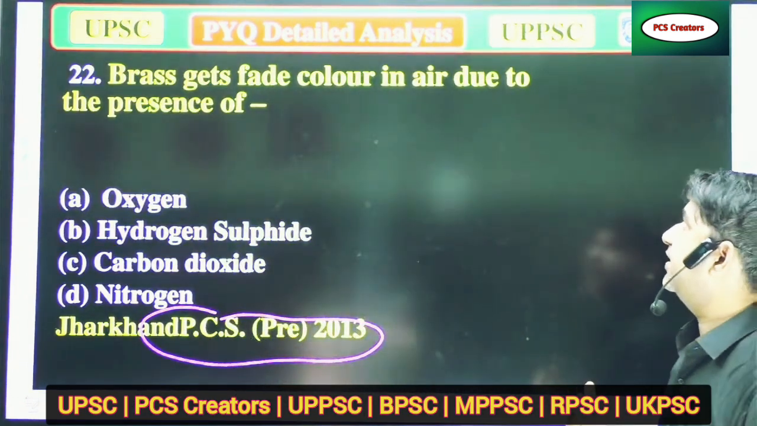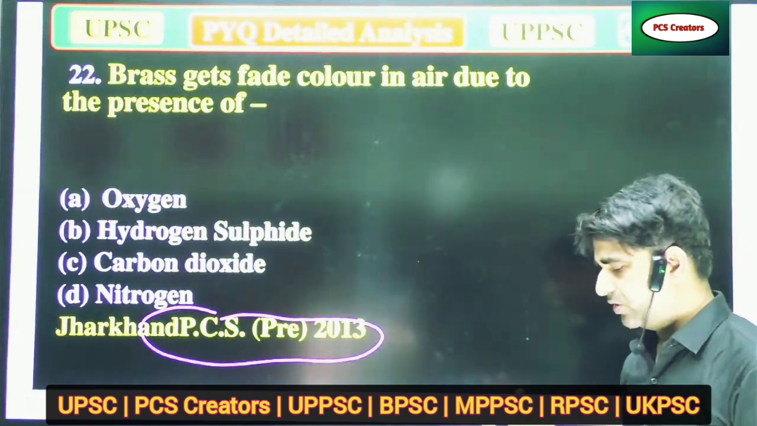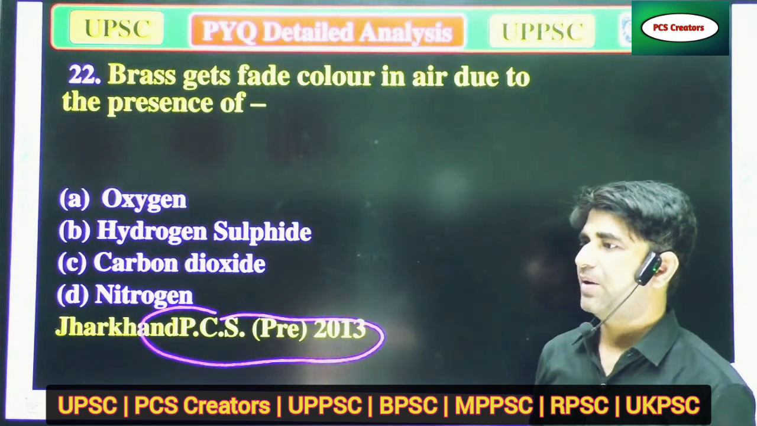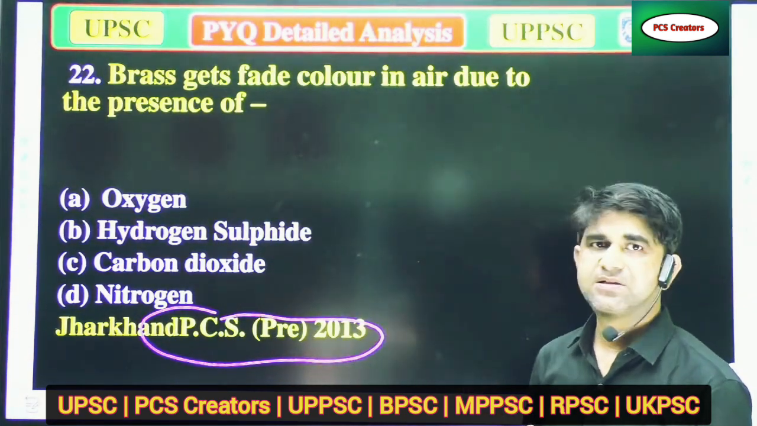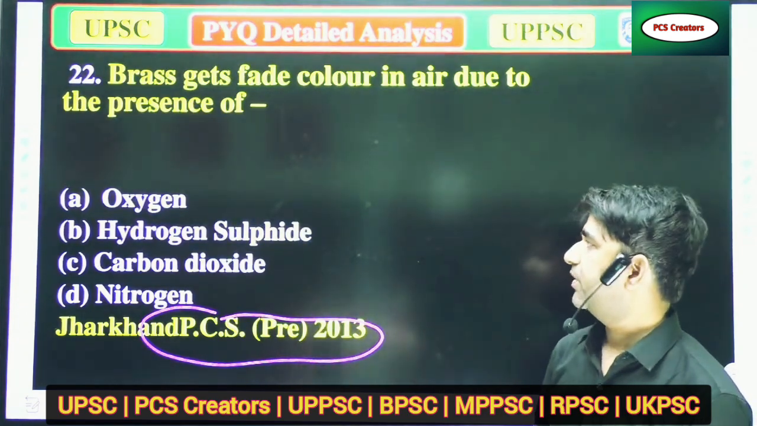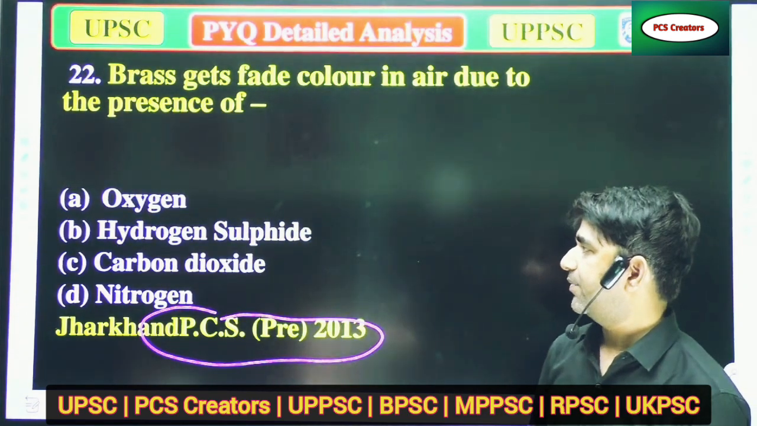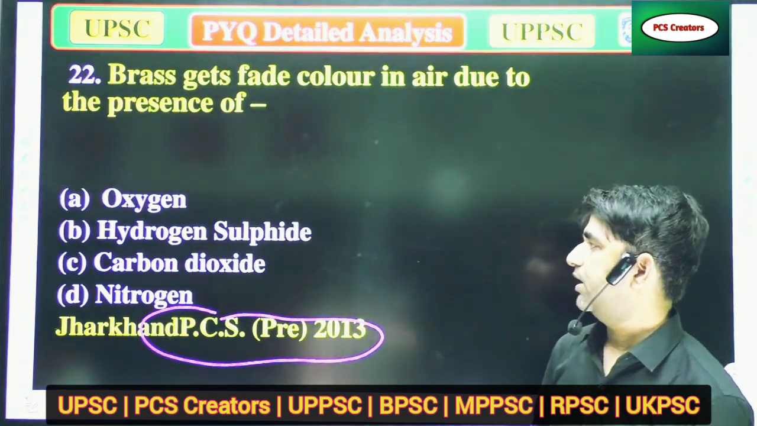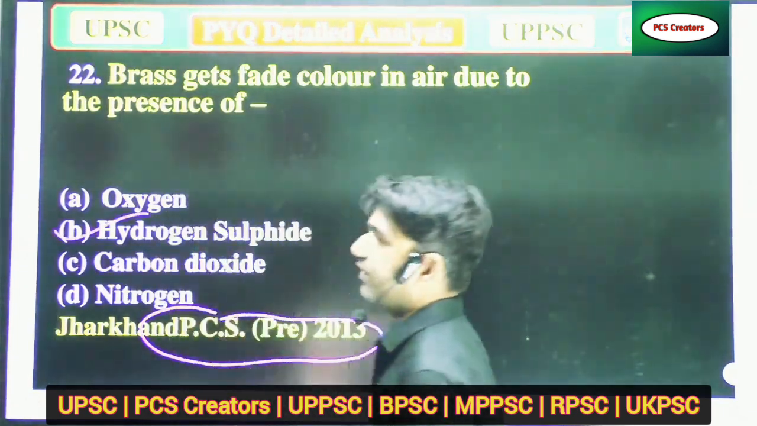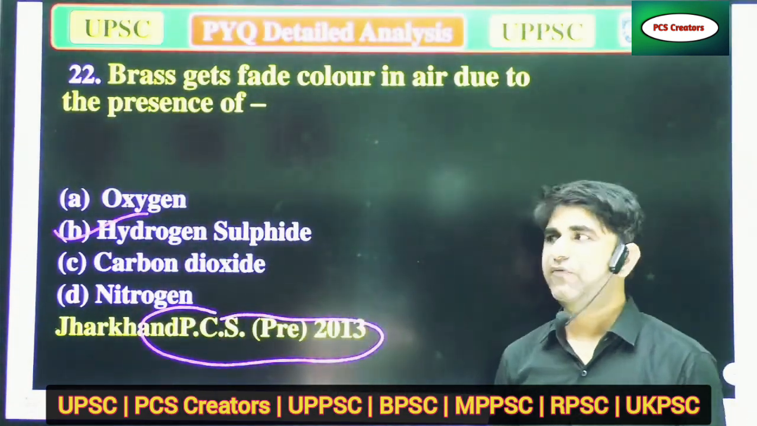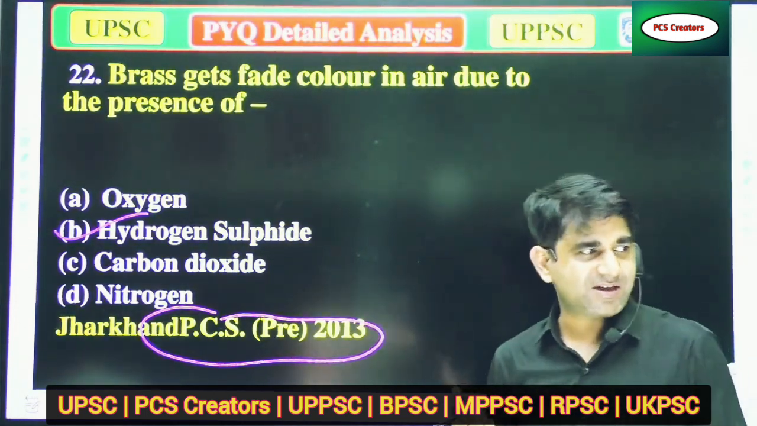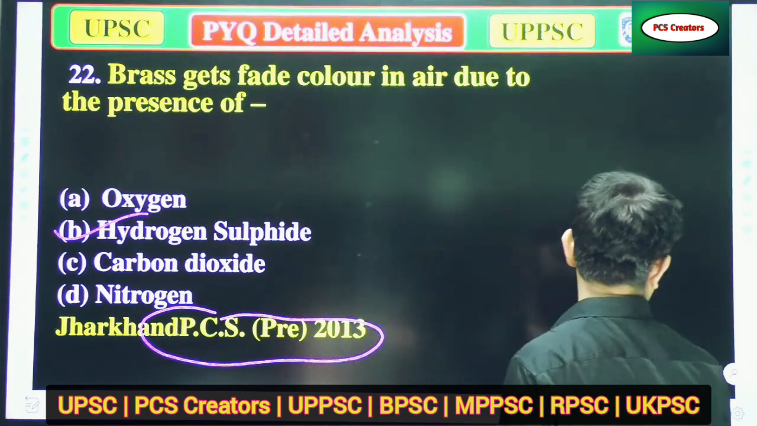Brass gets faded in color in air. When we keep brass in air, what happens is that its color fades. So A, oxygen; B, hydrogen sulfide; C, carbon dioxide; and D, nitrogen. So option B, hydrogen sulfide. Due to the layering of hydrogen sulfide, the color of brass gets faded. Now we'll move to the next question.